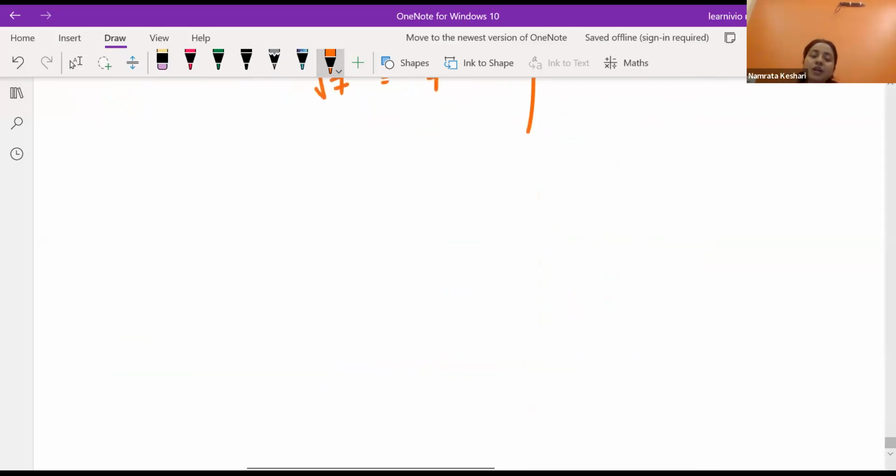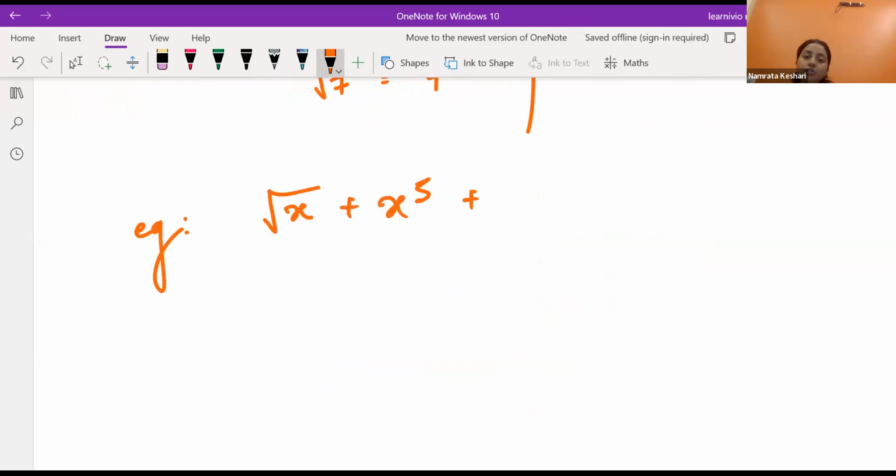If we understand this logic, then you will encounter this type of example, Apurva. Our example looks like we are having root x plus x to the power 5 plus 24, and again the same question will be there: identify whether it is a polynomial or not. So we will say that root x can be written as x to the power 1 by 2, right, Apurva? Are you there? Yes, ma'am. Can we write root x as x to the power 1 by 2?